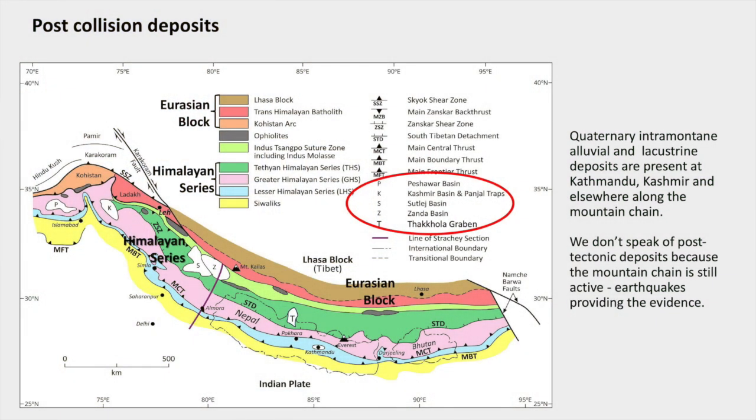And very late Quaternary intramontane alluvial and lacustrine deposits have developed around Kathmandu and around in Kashmir and in here the Takola Graben. These are problematic in Kathmandu because you've got these soft lacustrine deposits and all the buildings have been built on them. And when you have an earthquake, you shake. Those lacustrine deposits, recent deposits, don't make very good foundations. So it's a bit of a problem.